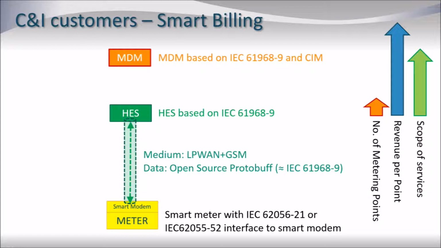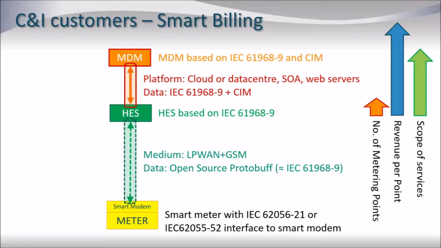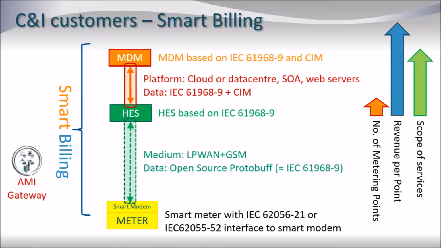The MDM exactly the same, and the platform, cloud or data center co-located service-orientated architectures with web servers, again 61968-9 for all the modules. This model is embodied in the smart billing solution provided by SmartWorks. Once again, this embodies the AMI gateway, the Service Point Manager, real-time rating, but now also real-time billing using the Billing Manager. The Smart Billing module allows real-time bills to be generated either by the utility or by the customer themselves. So there we have the third model for C&I customers using Smart Billing.